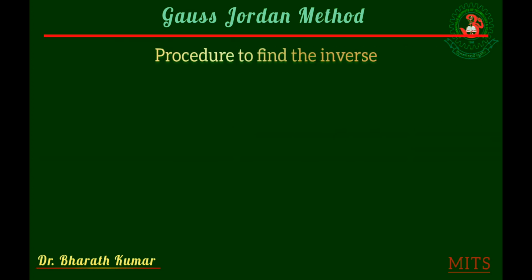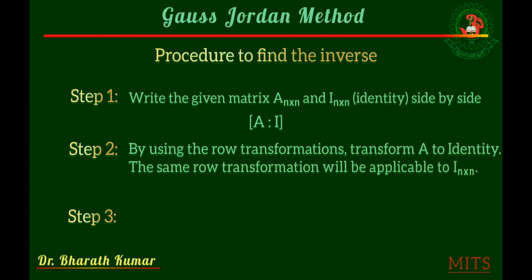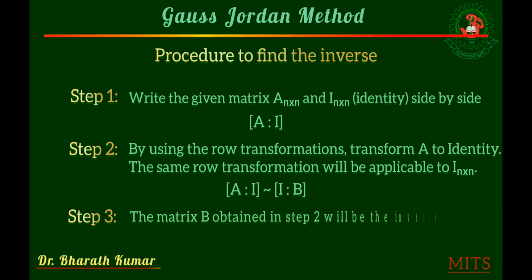First thing here is to understand the procedure to find the inverse using this method. There are mainly three steps involved here. Initially, write the given matrix A and I, which is the identity matrix of same order, side by side. Then apply the successive row transformations simultaneously to both the matrices A and I till the matrix A is transformed to the identity. At the same instant, I is transformed to a new matrix B. The new matrix obtained in the second step will be the inverse of the given matrix A.